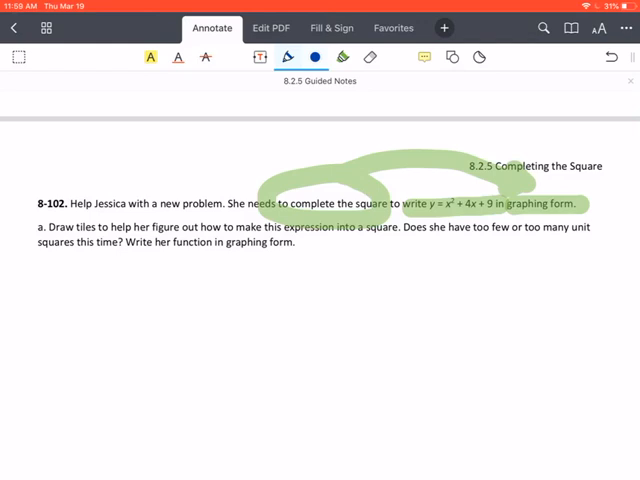So we see that we're going to have y equals, and again, pause it and try this on your own, and then play back if you need to. We have y, leave a space, equals.